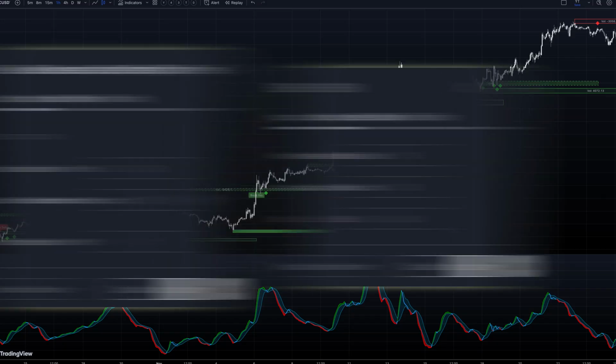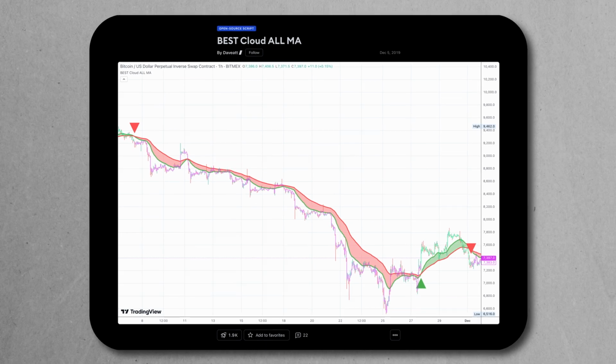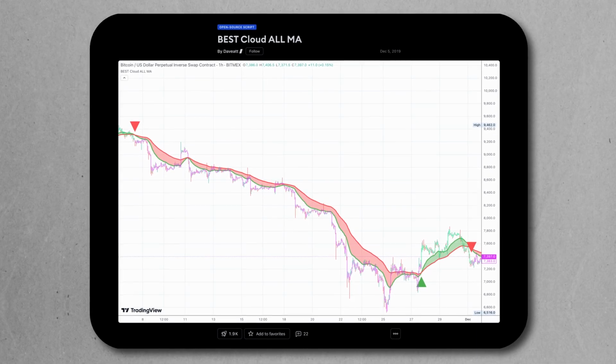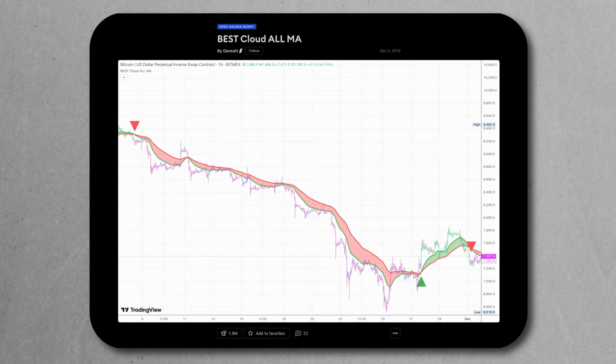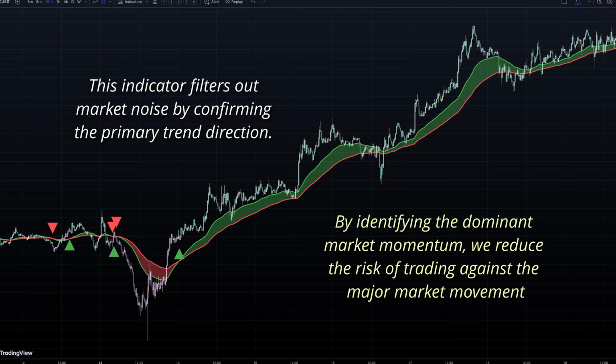For swing trading, consider extending the parameters. Set high volume boxes lookback to 30, with BSM settings at 15 for fast and 30 for slow averages. As this is a trend-following strategy, we'll use the Best Cloud All MA by David as our primary trend filter. This indicator helps us ensure we're trading in the direction of the overall market momentum.